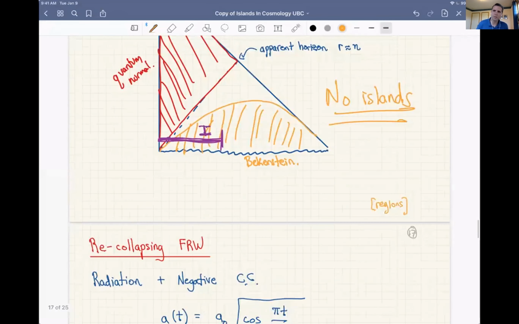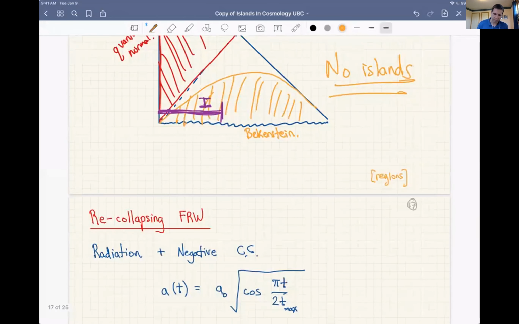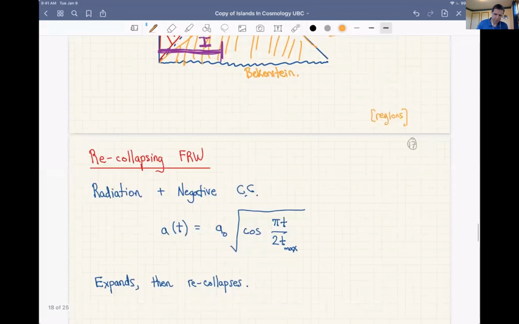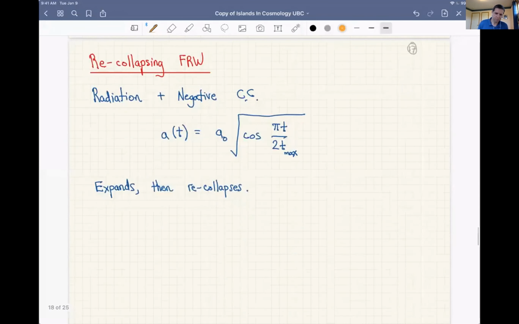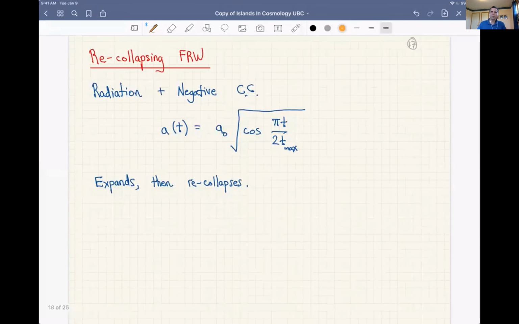Now let's go to another example where we will find islands. So this example is the re-collapsing FRW. The reason this seems like a good one to look at, I should add, is that this is a space-time that expands and then recollapses. It's symmetric around some point of maximal scale factor. I've given you the scale factor here.